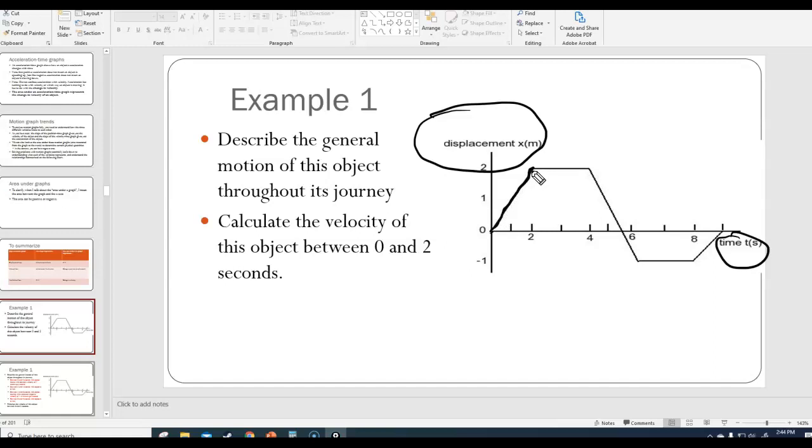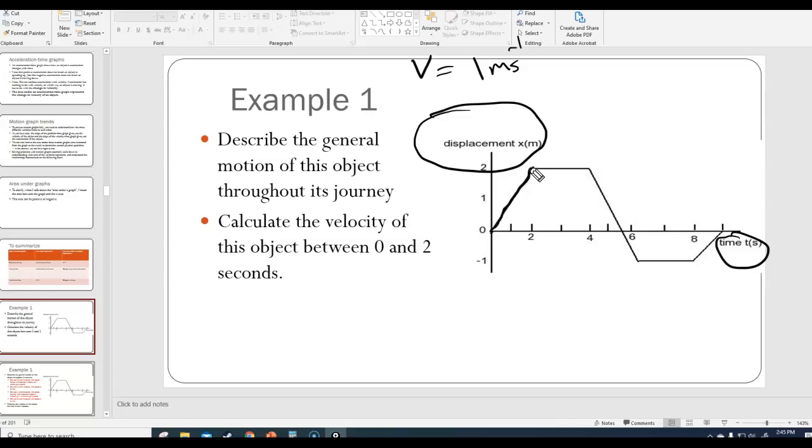Now, I can calculate that velocity because, well, it's just the slope of this line segment. So I can see right away that this graph goes up 2 over 2, and so that velocity would be 1 meter per second. Okay, I'm assuming you know how to calculate slope of a line. So the velocity for the first 2 seconds would be 1 meter per second.